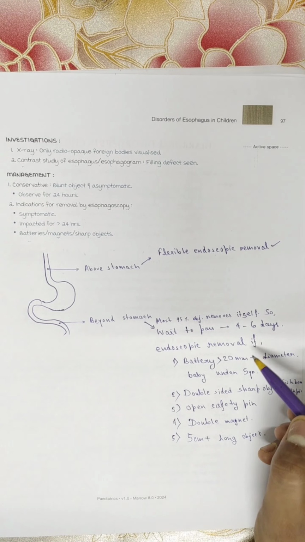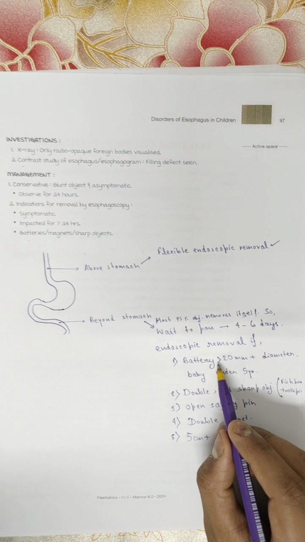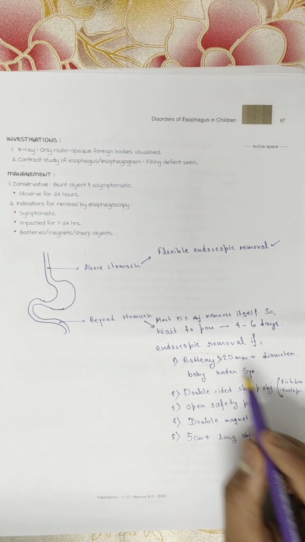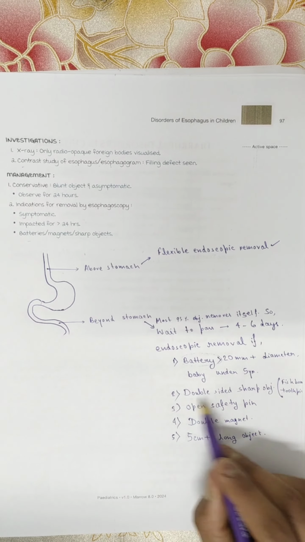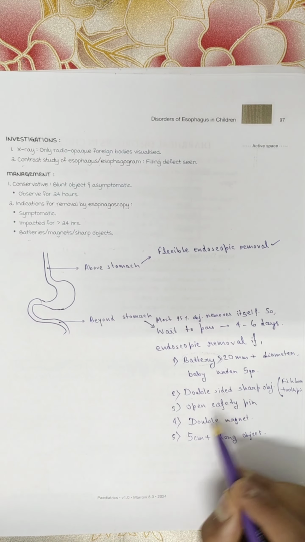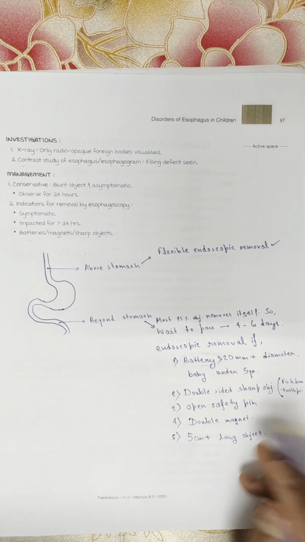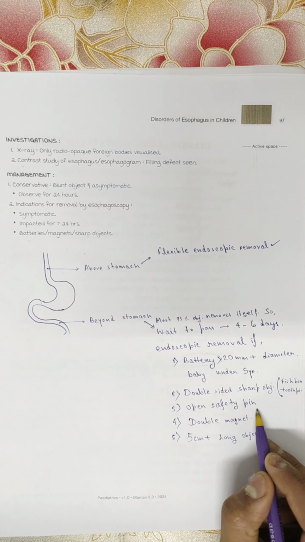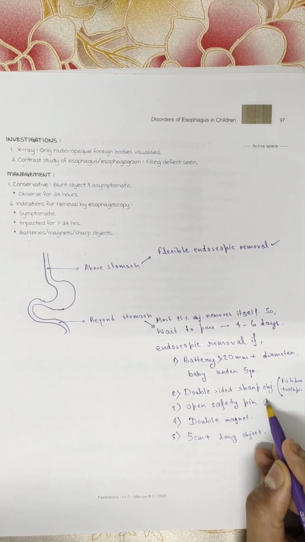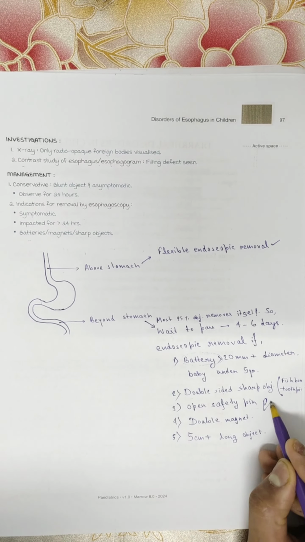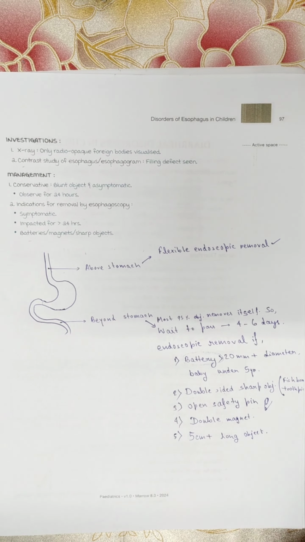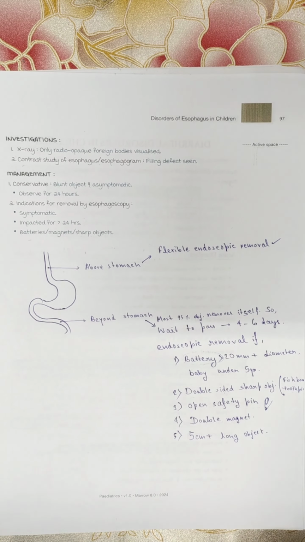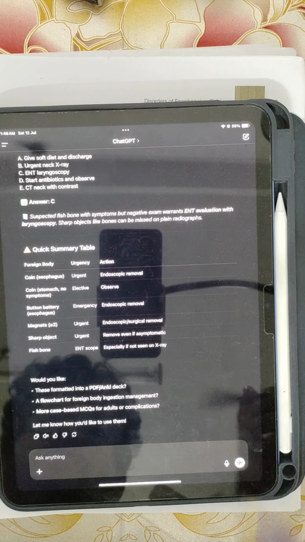Endoscopic removal, if it is a battery, okay, meaning it is a big battery, and the baby is a small one. Double-sided sharp objects like fish bone, toothpick, double magnets that can stick to each other. Open safety pin, obviously this one, and the 5 cm long object, that is where we do this kind of management. Let's watch a very quick summary table.